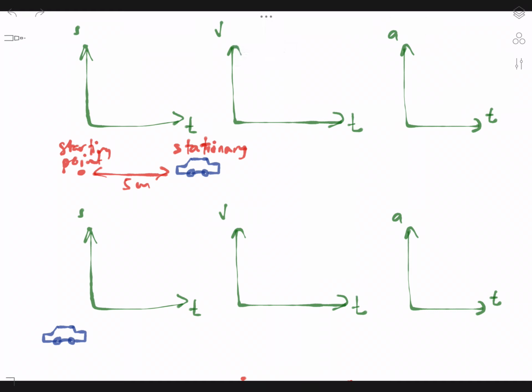Okay, let's say we have this point. This is the starting point, and this is the car. The car is stationary, and it is 5 meters from the starting point. So can you tell me how the S-T graph looks? This is just a simple thing here. Let's say this is 5 on the S axis. Since the distance doesn't change, it stays at 5 meters, so it should be a straight line like this.